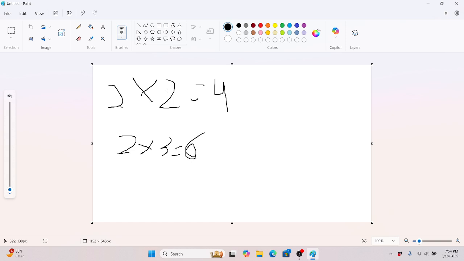Okay, so we're just going to do multiplication first for fractions. So with fractions, what you want to start out with is doing your twos. If you know 2 times 2 equals 4, then 2 times 3 equals 6. I have to do this on my computer.